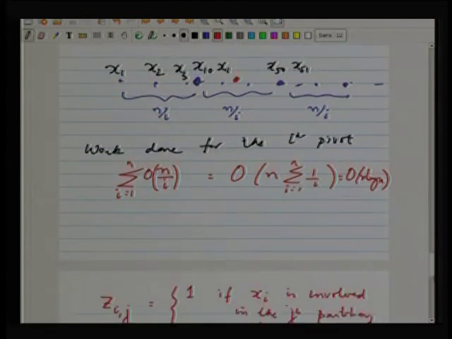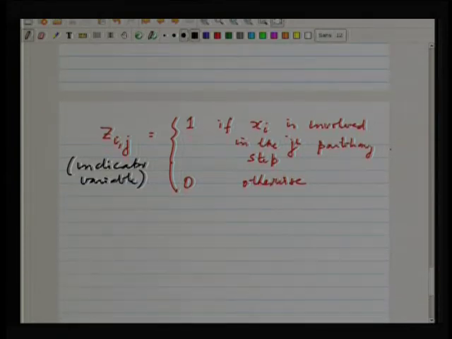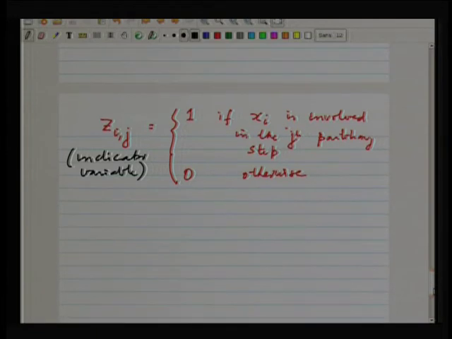And that is precisely what this variable is, in general called an indicator 0-1 variable. Right. So, for the jth pivot, if xi is actually involved in the partitioning, then we say it is 1, otherwise it is 0. Now, if we charge it this way, then the total running time of the entire process, this random process that leads to the sorting.